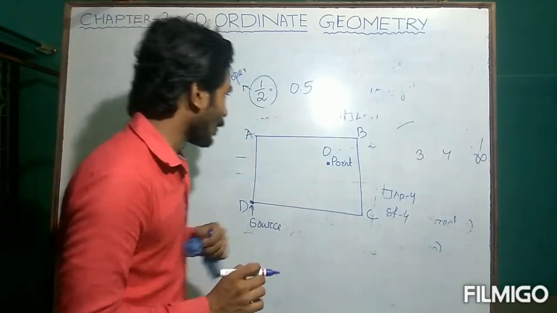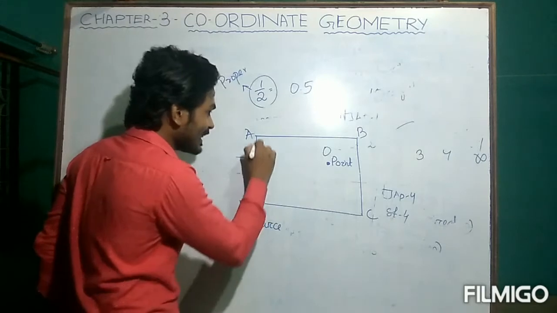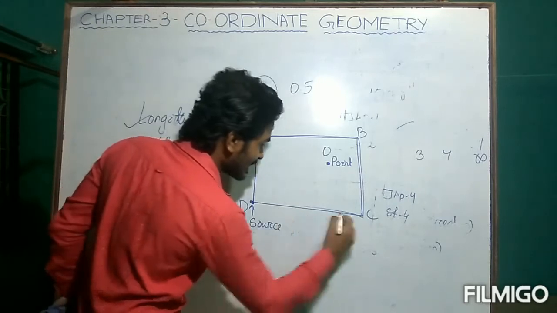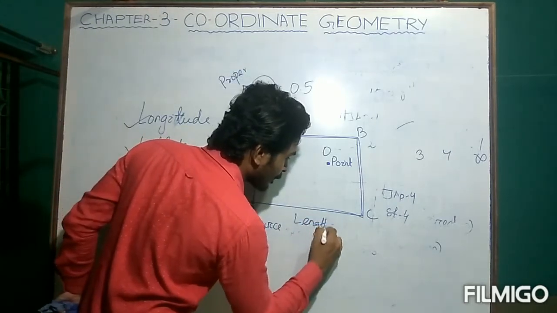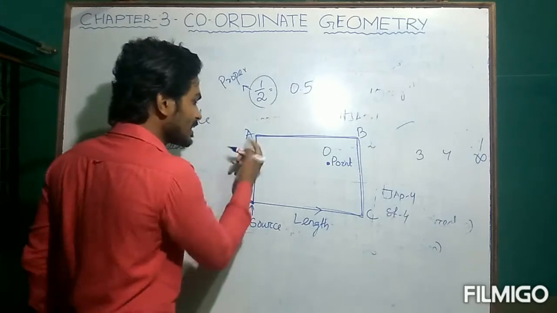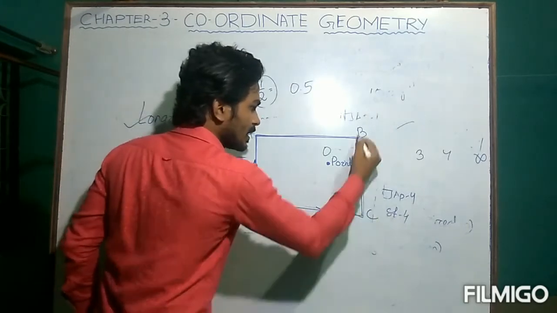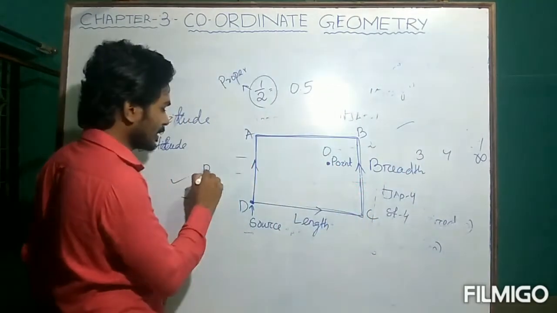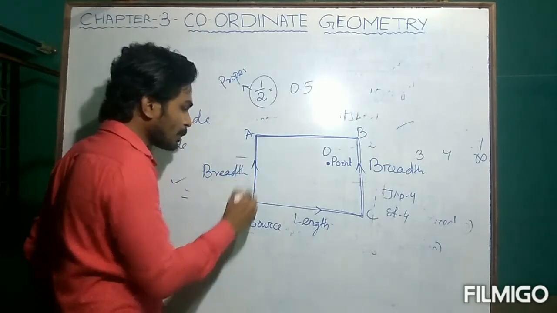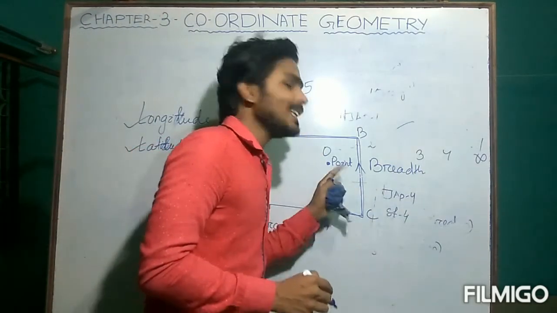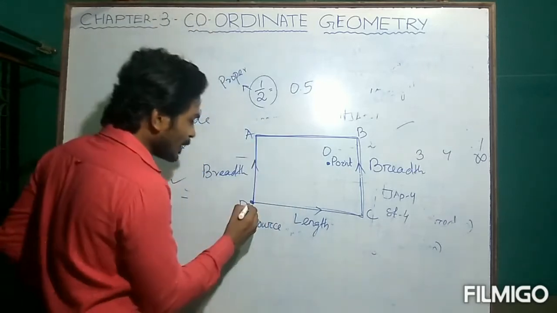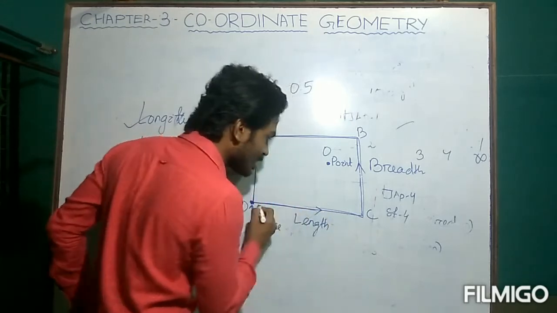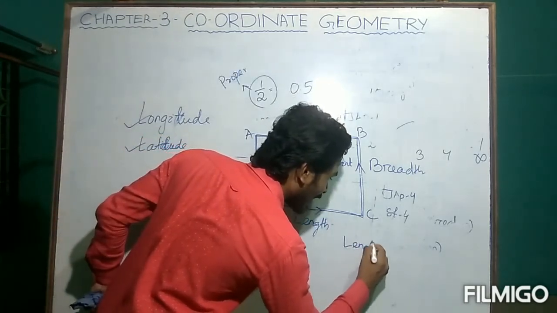In order to reach this point, since it is a rectangle, isn't it? It is a rectangle. And this direction is known as length. This direction is length. And this direction is known as breadth. Clear? So we have to start from the point D. Then how can we reach the point O? For this, we have to first start our journey from D, then go through this direction. This direction means we have to first go through length.